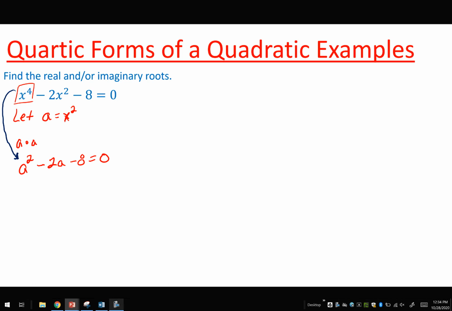The benefit of writing this now as a quadratic is we've had all kinds of practice solving quadratics. A squared minus 2a minus 8. So I need two numbers that multiply to get negative 8 and add to negative 2. I have negative 4, and I could have positive 2. So now I have a minus 4 times a plus 2 equals 0. I factored that a squared minus 2a minus 8 to be a minus 4 and a plus 2. Now let's put x squared back in.